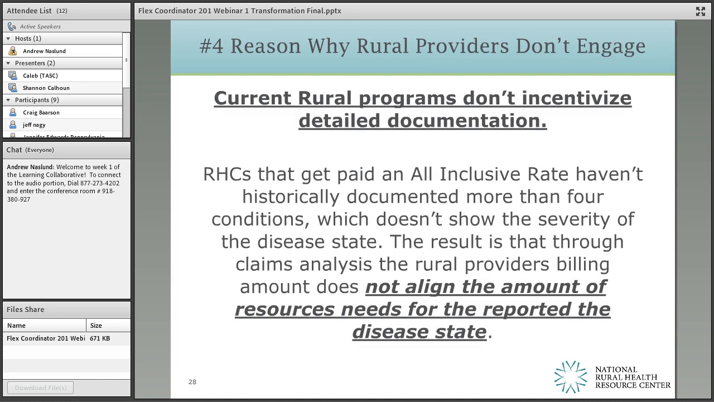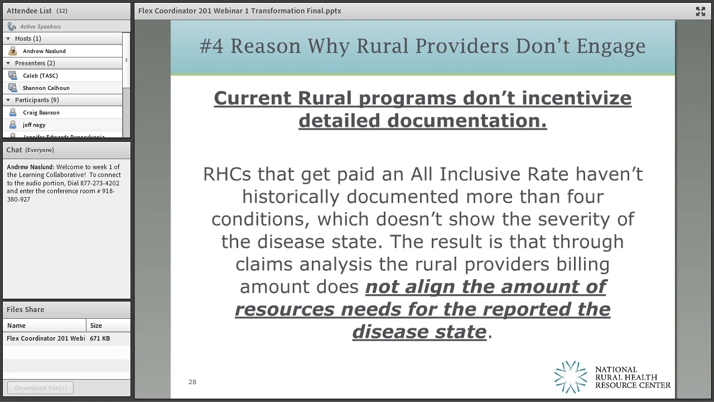So it's difficult to manage the total spend in the type of ACOs that you have now. I don't think it's impossible, and I think actually it's a really great opportunity because rural providers are really good at collaborating. Rural people in general are really good at collaborating.